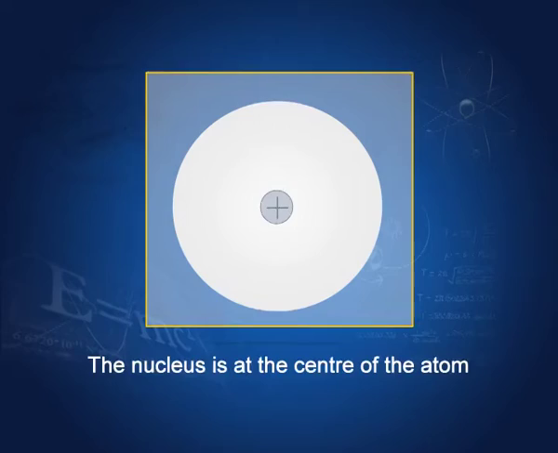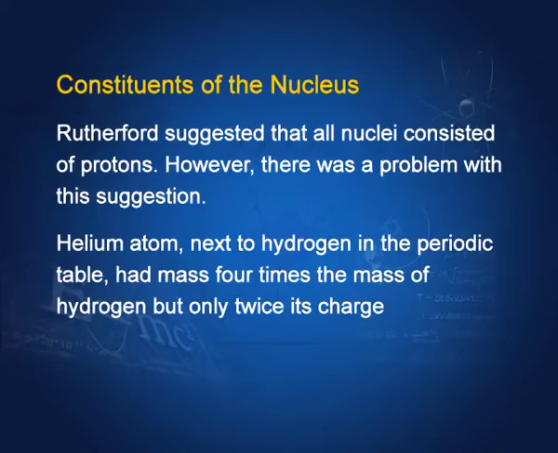So, what picture do we have now? We have an atom which is mostly empty. At the center of the atom is the nucleus which carries positive charge, and around this nucleus are electrons orbiting. That is the picture of the atom we have got. But what is the nucleus? What are its constituents? That became a very important question. Rutherford suggested that all nuclei consisted of protons. However, there was a problem.